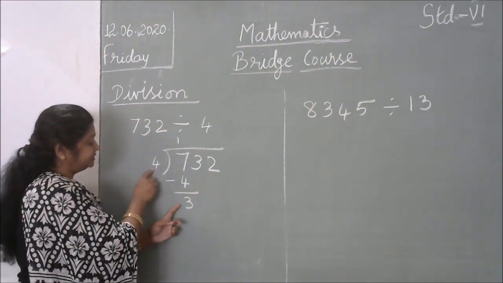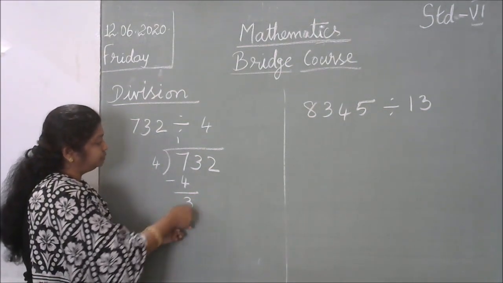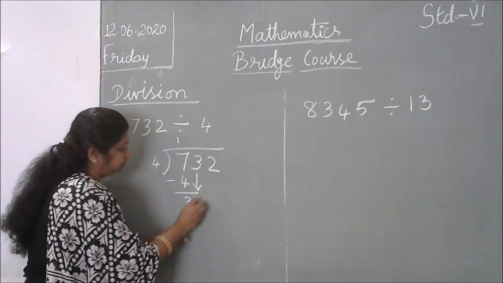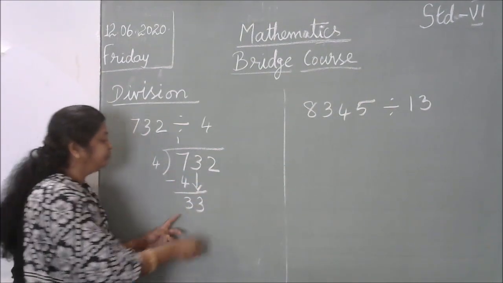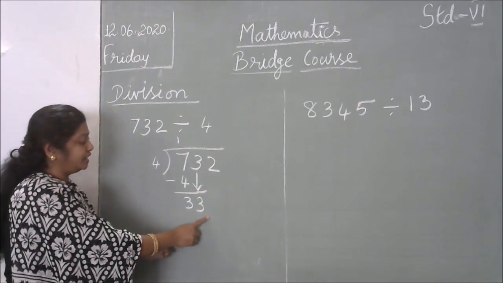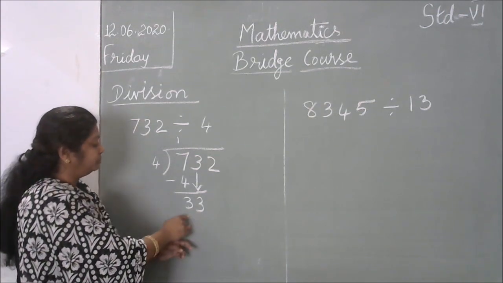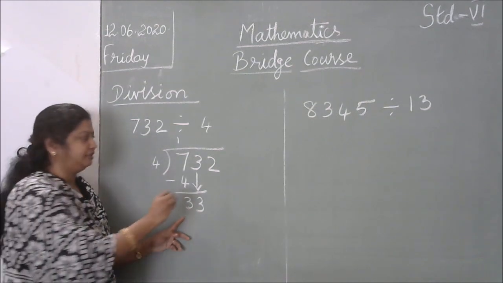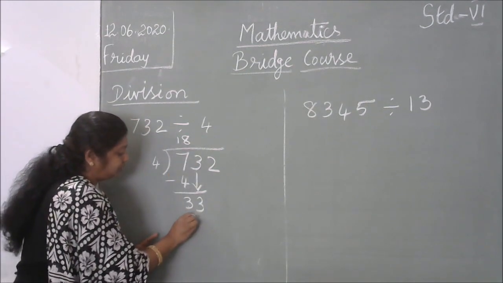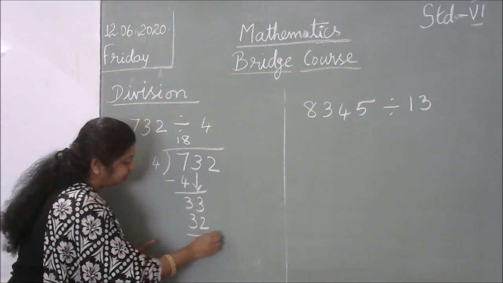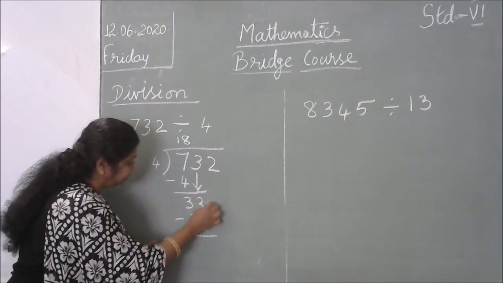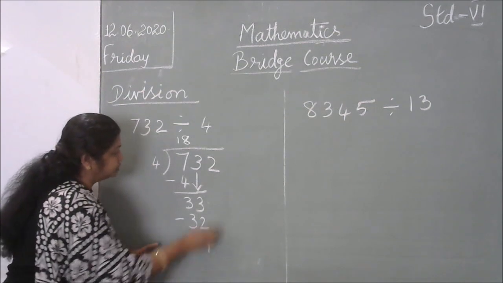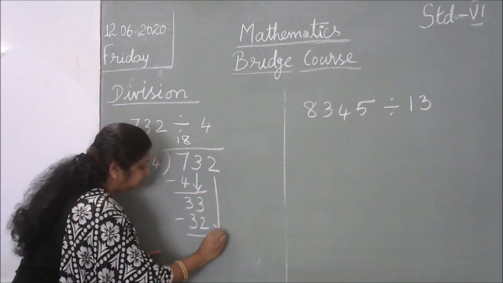3 is less than 4. So what should you do? You have to take this 3 and write it down, and bring down the 3 next to it. Now how many 4s are in 33? You have to check in the table. 8 4s are 32. So what is the remainder? 33 minus 32 is 1. 1 is less than 4, so you have to bring down the next digit.